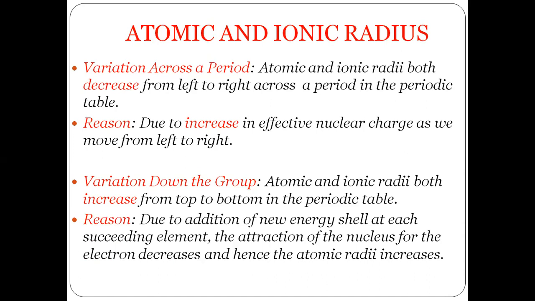Through our basic concept of electrostatics, we know that as the distance between two opposite charges increases, the force between them decreases. Over here the distance is increasing, so the electrostatic force will decrease. As a result, the nucleus cannot hold the electrons as strongly, the electron cloud expands, and it results in an increase in atomic or ionic radius. So that is how we can understand how it varies.